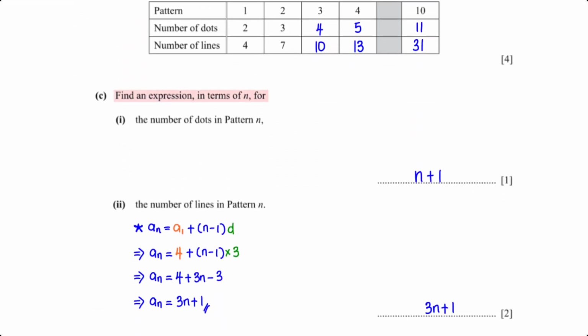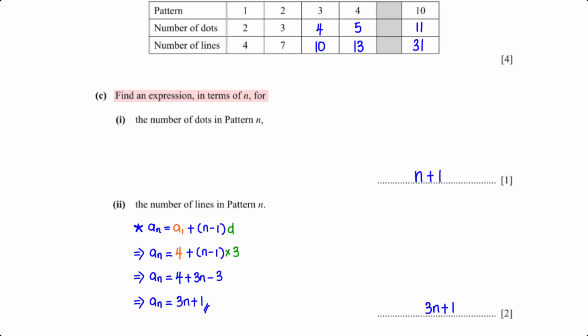Find an expression in terms of n for the number of dots in pattern n. The number of dots has a constant difference of +1. There is a formula for finding the nth term of sequences with a constant difference, and you can use that. But this nth term is straightforward, and that is n+1.